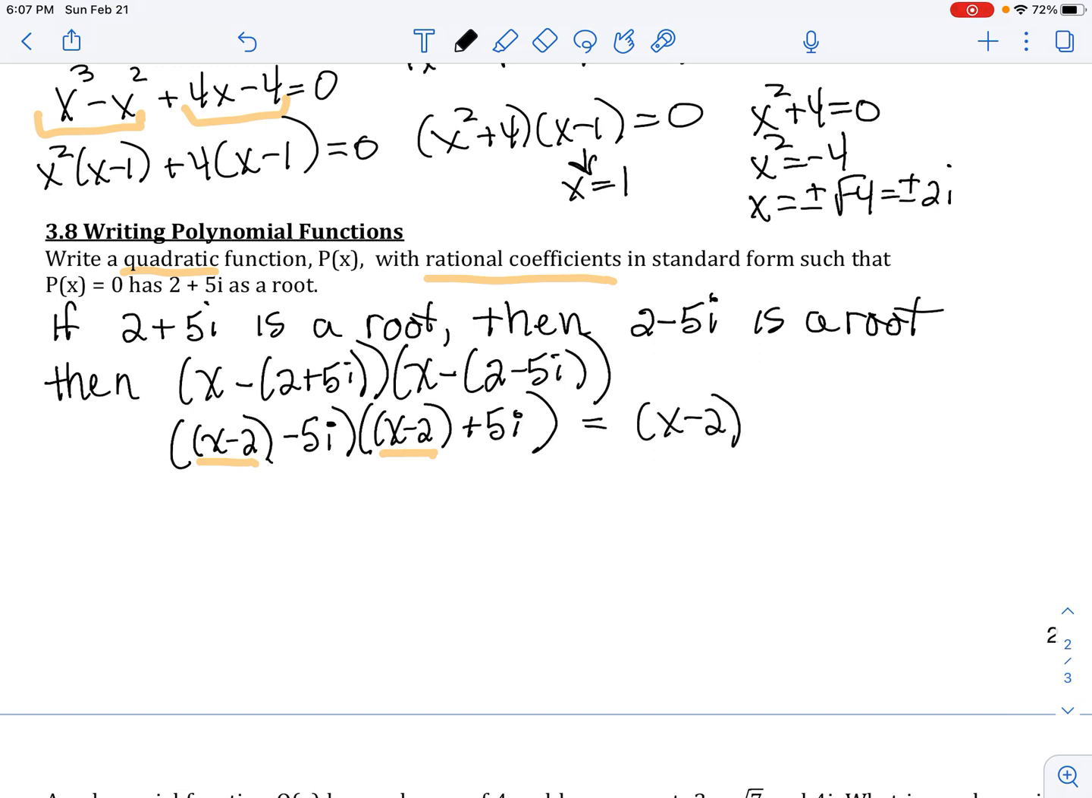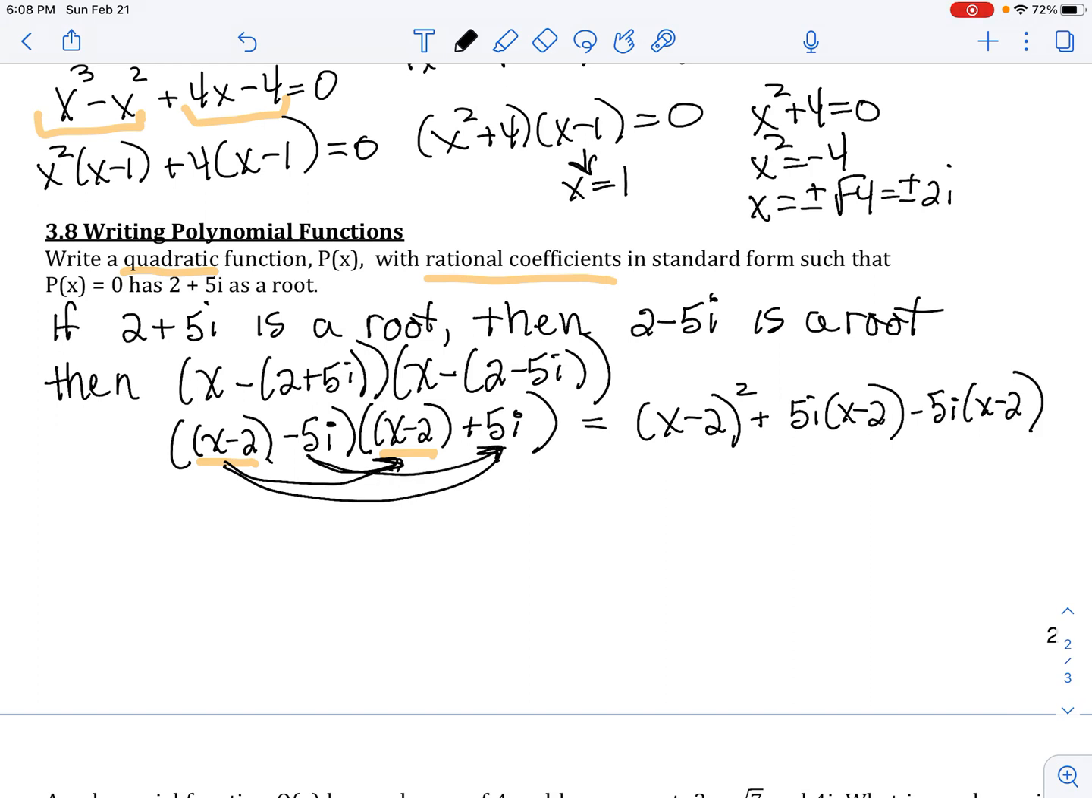That's going to give me x minus 2 squared. Plus, now I'm going to multiply this times this. 5i times x minus 2. Notice I'm not multiplying it out yet. Then I'm going to multiply this times this. Minus 5i times x minus 2. And then I'm going to multiply negative 5i times positive 5i, which is 25i squared. So it looked super complicated, but I think here, plus 5i times x minus 2, minus 5i times x minus 2, those are going to drop out right away.